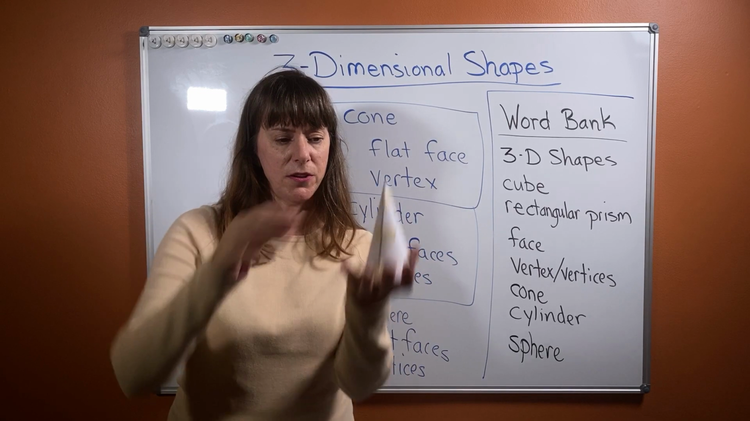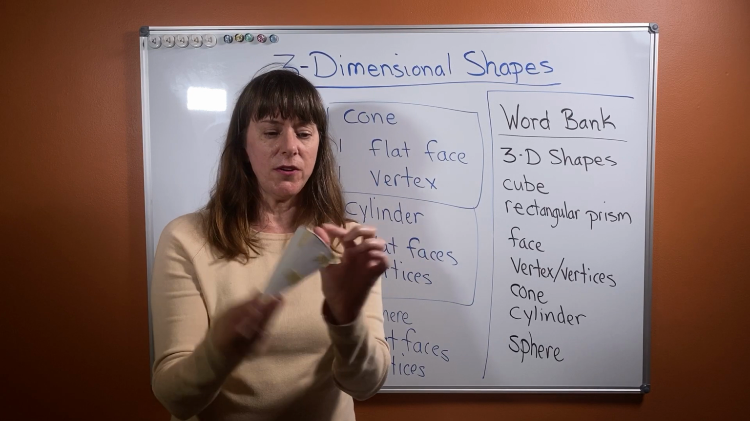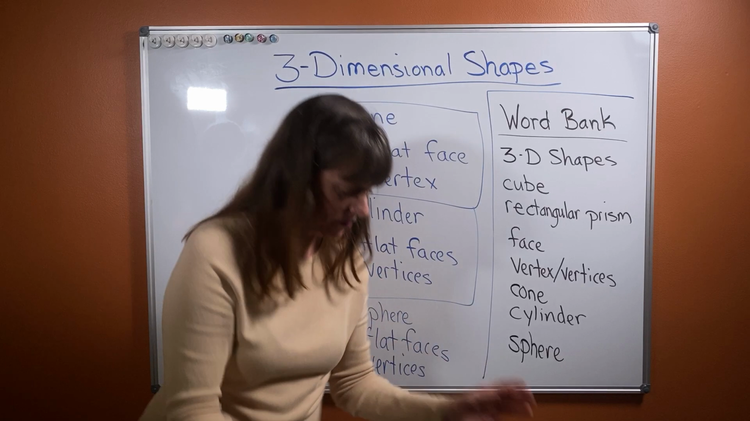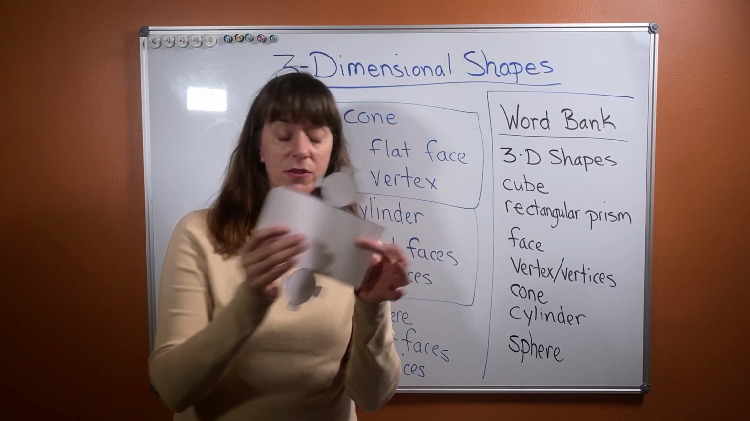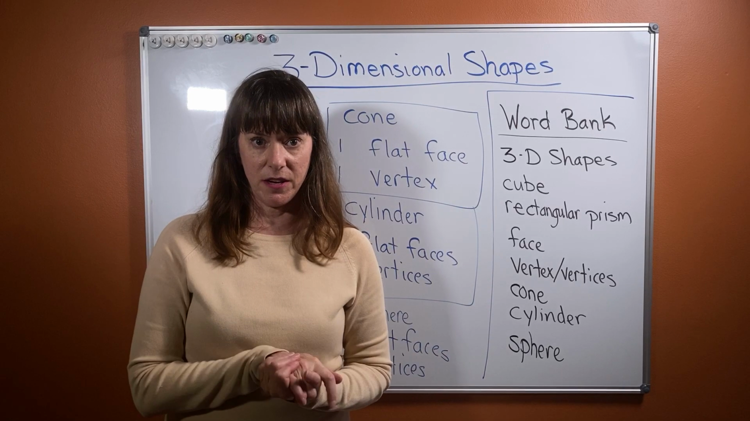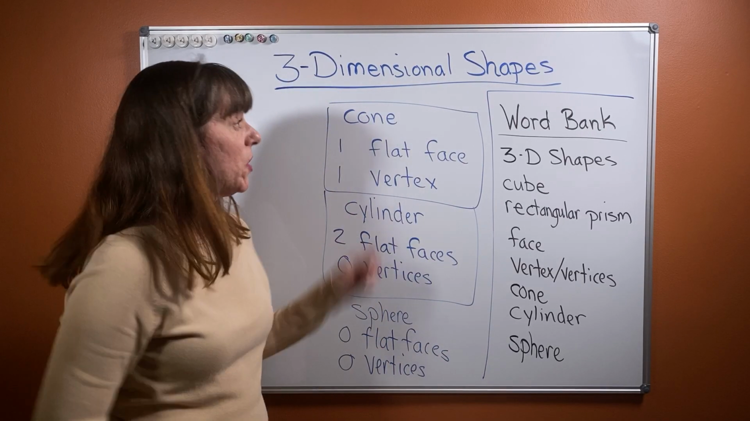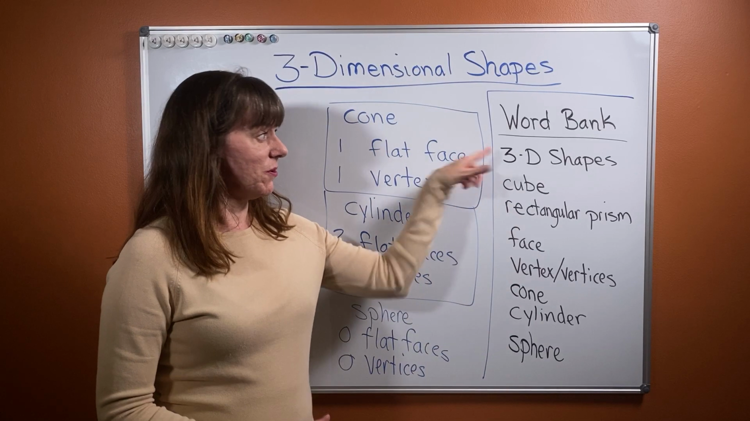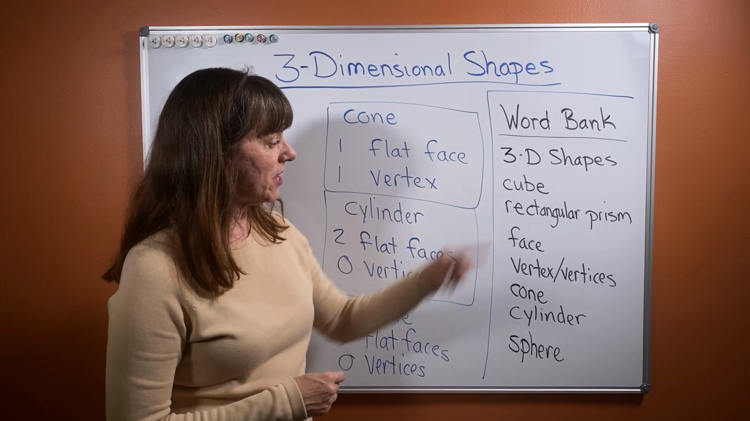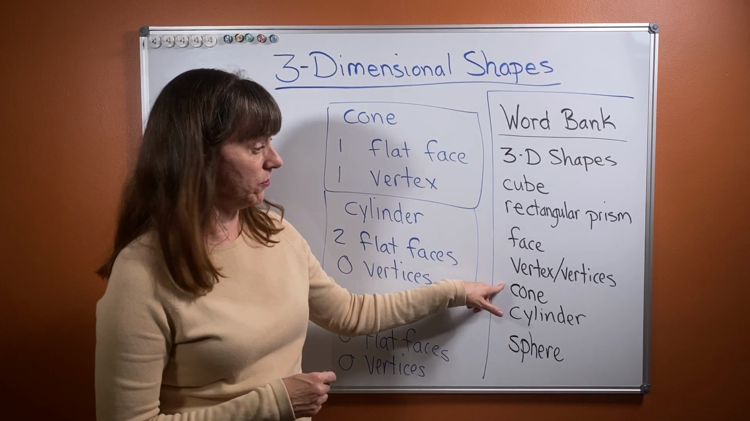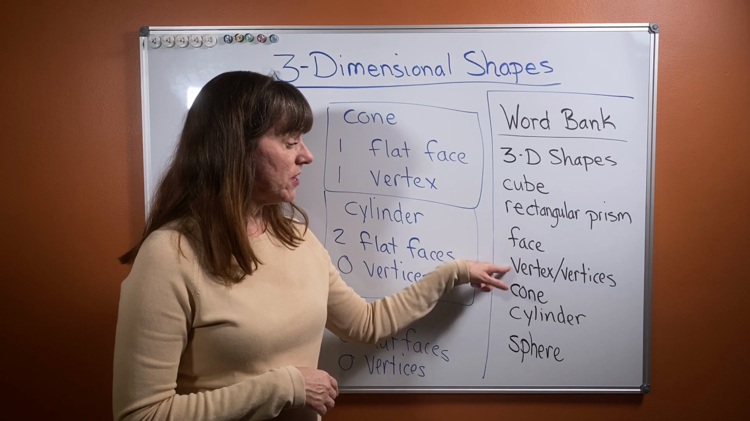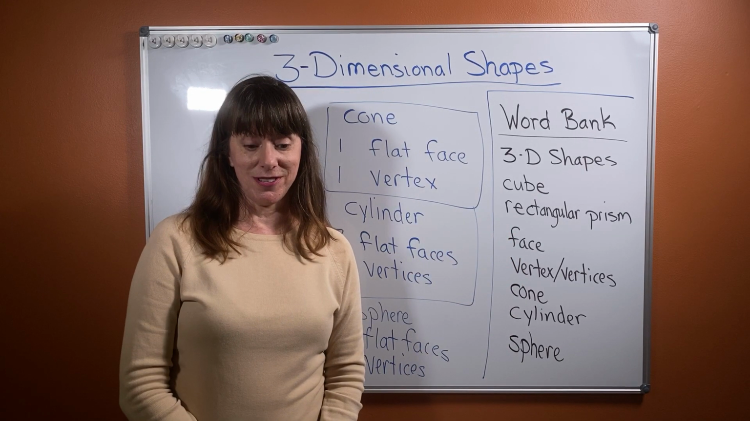But you have made your own cone now that you can look at, and you can see the face and you can see the vertex. You will do this also with your cylinder so that you have some shapes that you can work with and manipulate. So, three-dimensional shapes. We know that they are solid objects. We have cubes, rectangular prisms, cylinders, spheres, and, oops, I skipped cones. Some of them have faces, some of them don't, and some of them have vertices also.